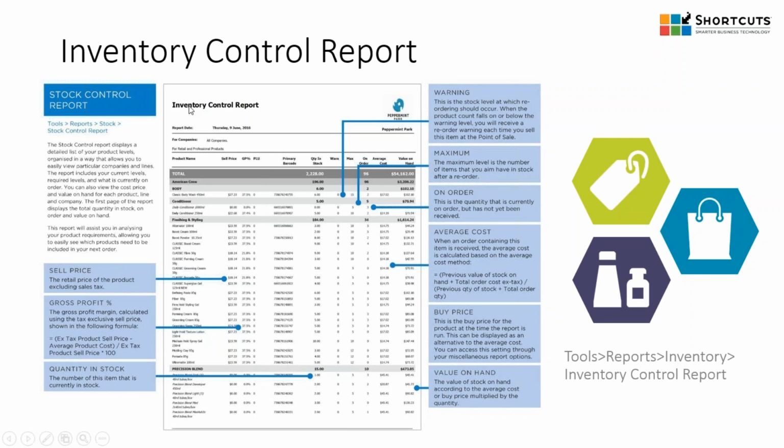Okay, so this report here will show us what you have set as the sell price. Okay, what's your gross profit percentage? What's your quantity in stock? Okay, it'll show us things like what our warning level is, our maximum level, our on order, okay, as well as our average cost for that product. Shows us our buy price, and then of course that number we were talking about, which is the value on hand.